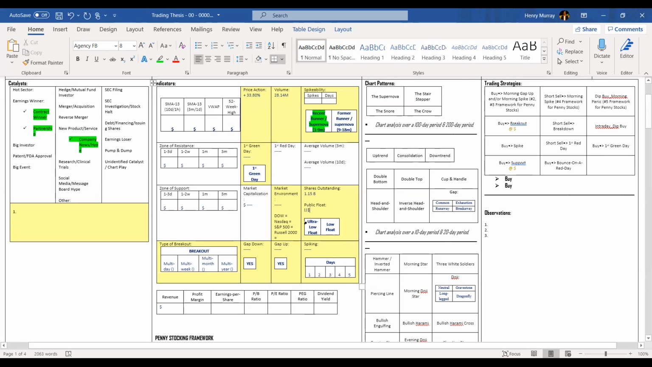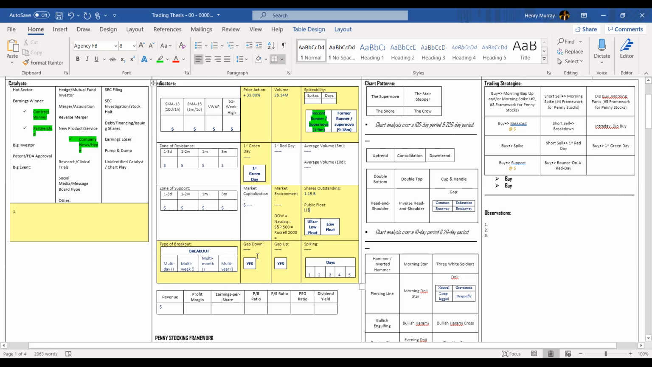All right, so this is not an ultra low float, and it's not a low float. For me, I consider low float to be between 10 to 15 million, and ultra low float to be less than 10 million.